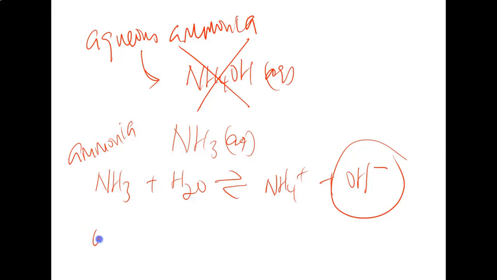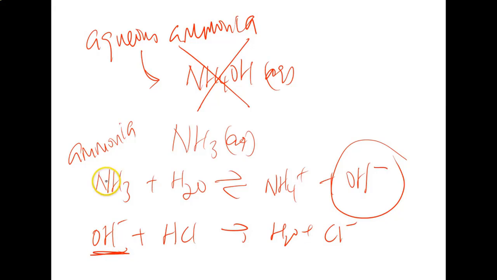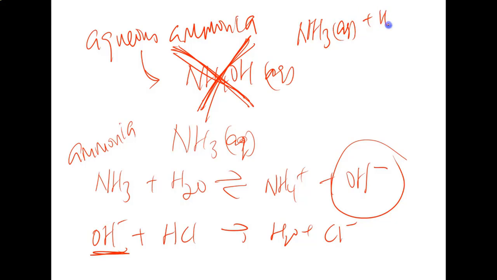For example, in the equation I wrote earlier, NH4+ OH- plus the HCl gives us H2O plus Cl-. So this is the OH- from ammonia. It is not NH4OH. This is wrong. Please do not write this. Aqueous ammonia is NH3(aq). So the reaction between NH3(aq) and HCl(aq) gives us NH4Cl in this way. It is not NH4OH.